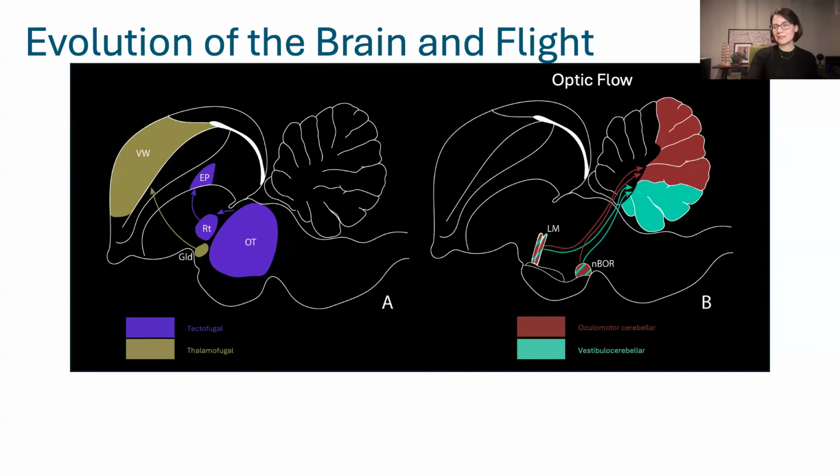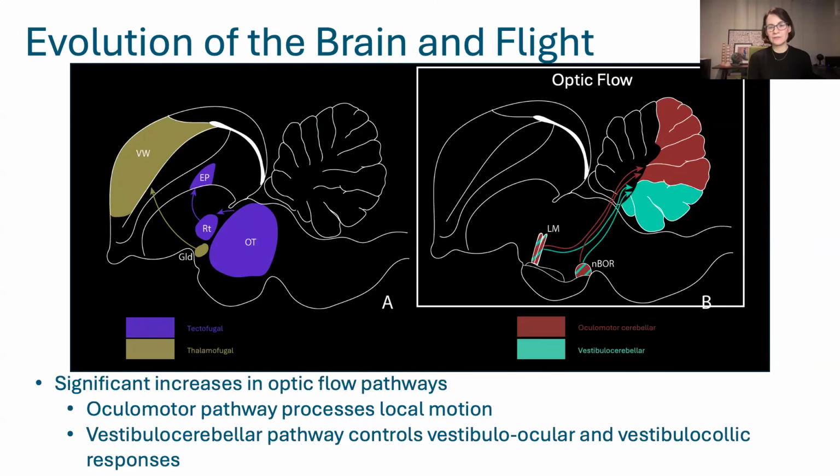The only significant increases that we saw were in these pathways called the optic flow pathways. And again, this makes sense, which is always a good thing. But the optic flow pathways are processing information that is moving across the retina. So it's processing movement across the retina, which you would expect to be highly active during flight. And like I said, that's exactly what we found.